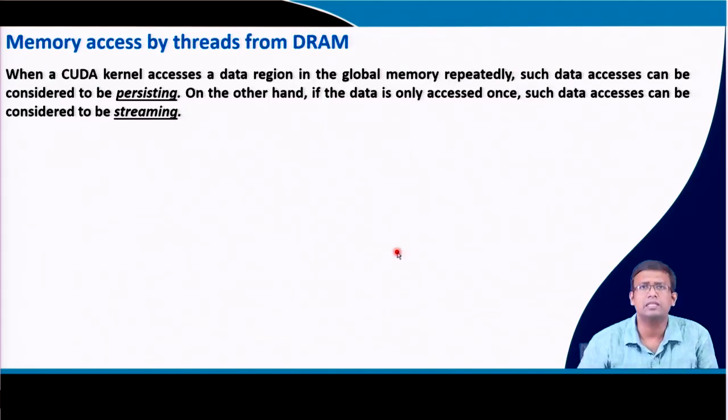When a CUDA kernel accesses a data region in the global memory repeatedly, say, while doing a matrix multiplication, where many times it needs to access elements of the column, this access is called a persisting access. Many times during the kernel execution that memory is being accessed. On the other hand, if the data is accessed only once, loaded into the registers and used, it is considered a streaming access. Persisting access requires many accesses to the global memory and is a slower process, adding more latency.